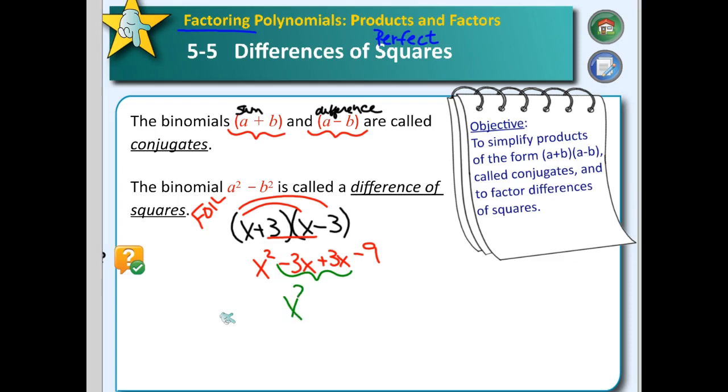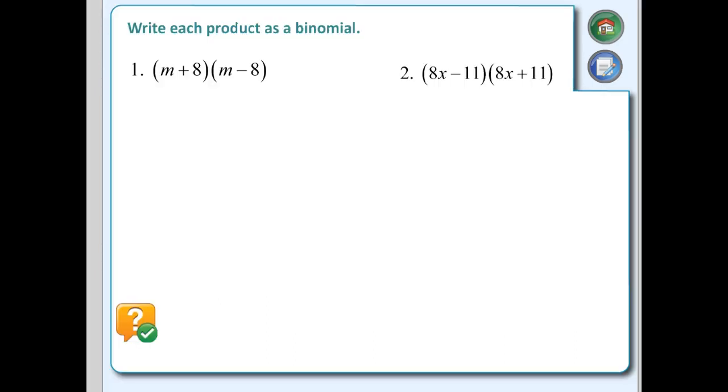So if you can recognize that you have conjugates or sum and difference, then you say, oh, when I FOIL that, the middle's going to cancel out, and you don't have to do it if you've got that memorized. Now, let's see what that means as we look at a couple of these problems.